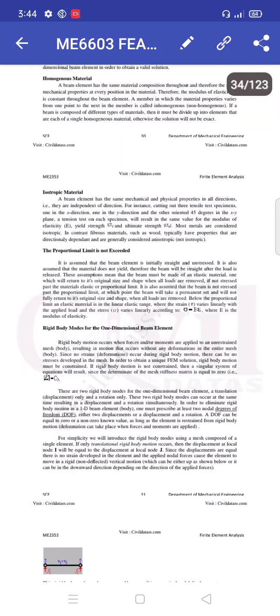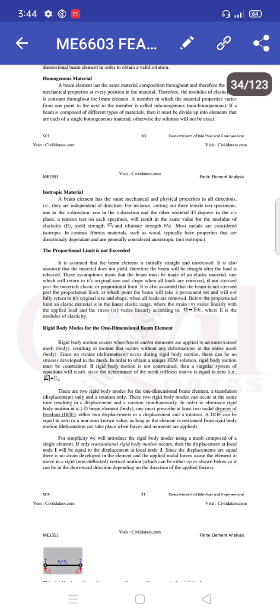Homogeneous material. A beam element has the same material composition throughout, and therefore the mechanical properties at every position in the material. Therefore, the modulus of elasticity is constant throughout the beam element.